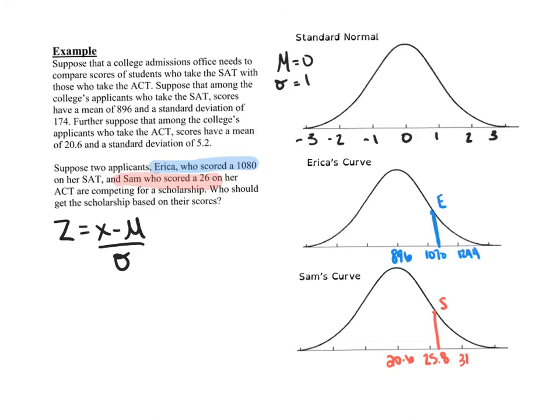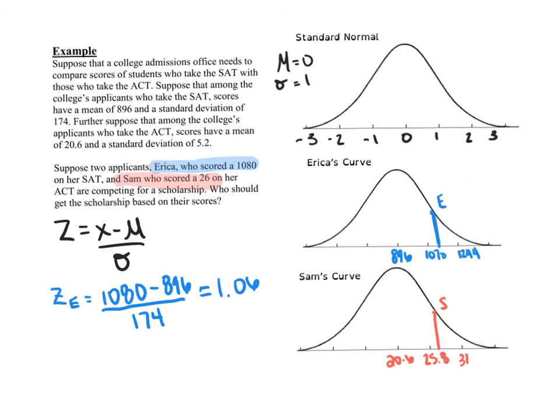So calculating both of these z-scores, if I calculate Erica's z-score, and I'll subscript it z of e for Erica, her score was a 1080. That's what the x represents. Minus the mean score of this curve, which is 896. We can see that from the curve drawn already. And the standard deviation for this curve is 174. So when I calculate this, I get a z-score of 1.057, so I'll say 1.06. So we see that Erica scored 1.06 standard deviations above the mean.